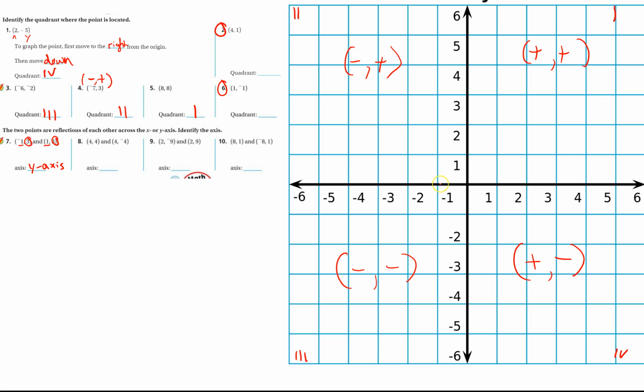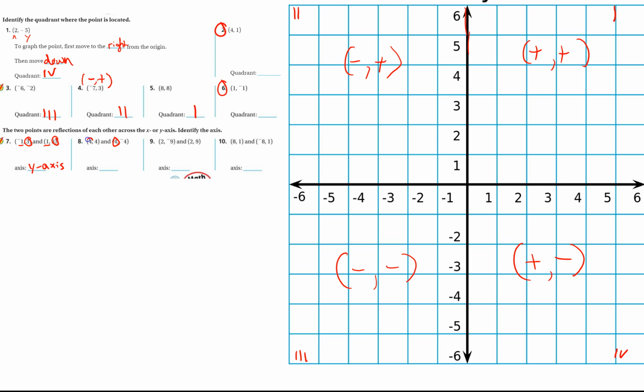So we go -1 and then +3. That would be right here. And we go +1, +3. That would be right here. So yeah, we would be folding along the y-axis in order to get those 2 points to land right on top of each other. Okay, number 8, we have +4, +4, +4, -4.